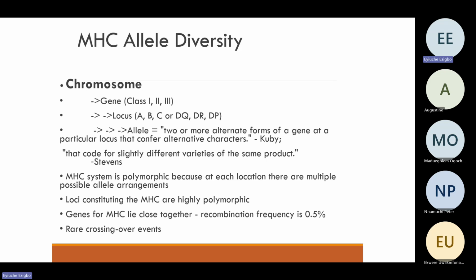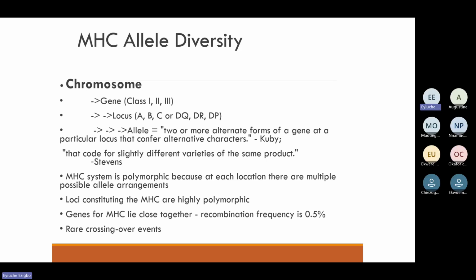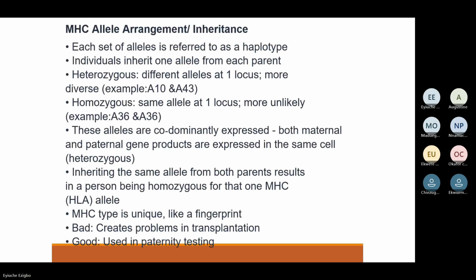It's polymorphic because at each locus there are multiple possible allele arrangements. The loci constituting the MHC are highly polymorphic. Genes for MHC lie close together. Recombinant frequency is 0.5%, with rare crossing over events. So we are still looking at the genetic characteristics of these MHC molecules.